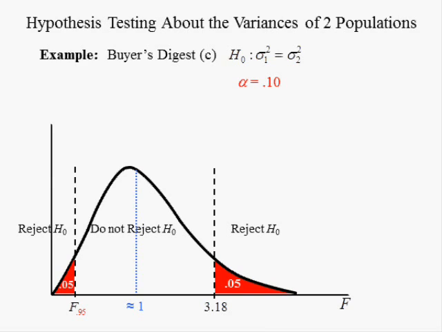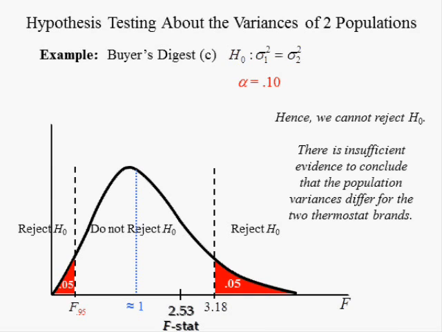The upper and lower critical values define the reject the null and do not reject the null regions. The F stat is equal to 2.53, which means it is between the upper critical value, 3.18, and the mean of the distribution, approximately equal to 1. Thus, we cannot reject the null hypothesis. This means there is insufficient evidence to conclude that the population variances differ for the two thermostat brands, meaning that the variances of the two are essentially the same. Complete homework 11 on Blackboard.